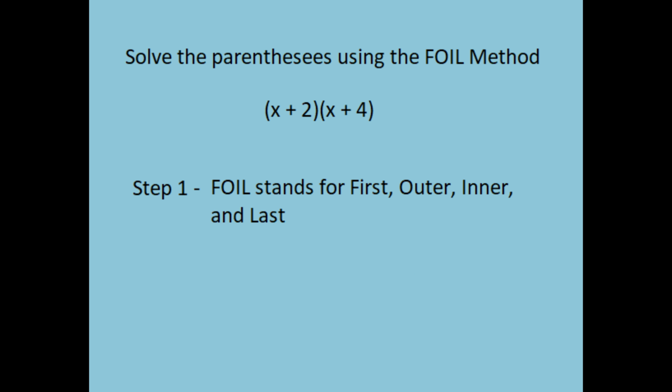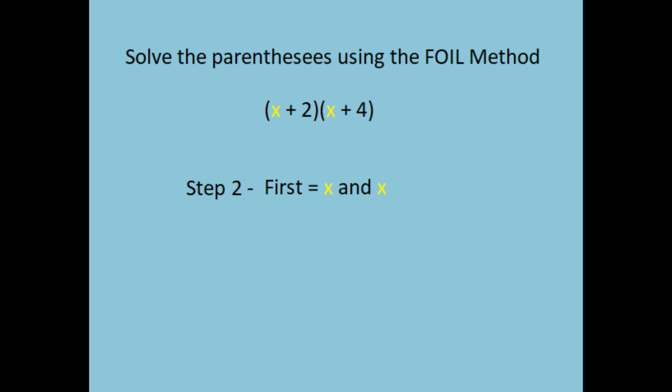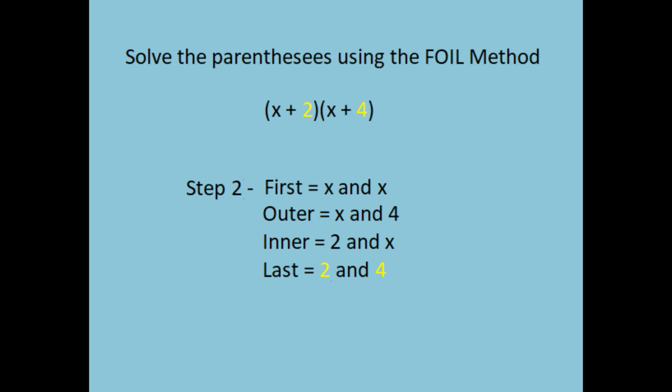Step 1. In recognition of FOIL, FOIL stands for first, outer, inner, and last. Step 2. On identification of the first, outer, inner, and last terms in this math problem, first equals x and x, outer equals x and 4, inner equals 2 and x, last equals 2 and 4.